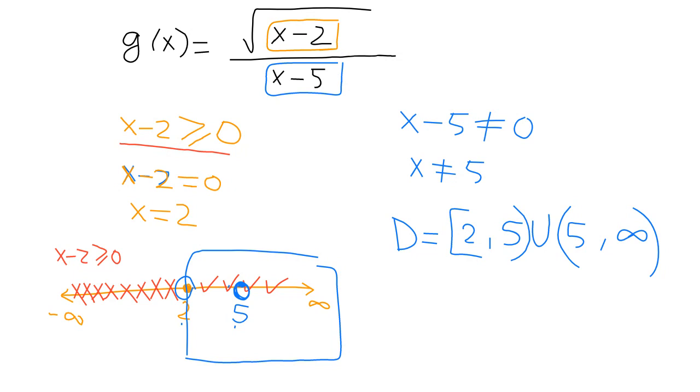Now, out of this set, I cannot substitute any value. For example, it starts at 2. Can I substitute 0, for example? Can I get a real number? No. Check 0 minus 2, minus 2, and the radical does not exist. This is what I mean by domain.